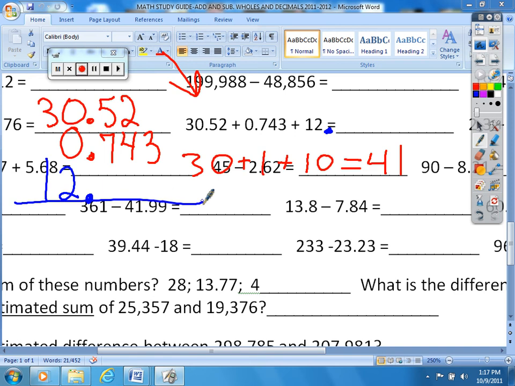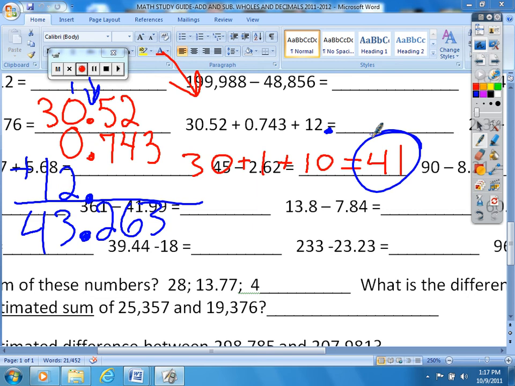So now I'm ready to add. I've got my decimals lined up, I've got all my place values lined up. All I've got to do is add as I would with whole numbers. And I'm done. Now if you notice, now I'm working fast. Hopefully I won't make a mistake.